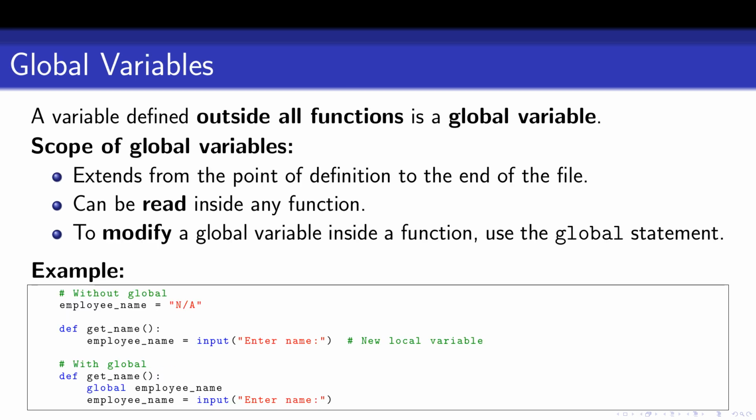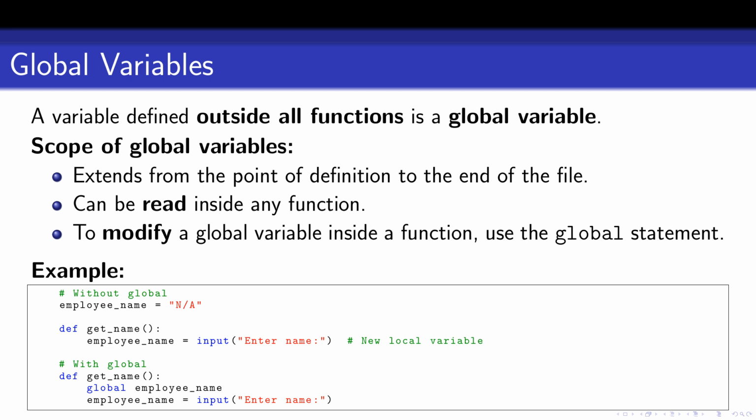Global variables are defined outside of all functions and have a broader scope, extending from their point of definition to the end of the file. Inside a function, you can read a global variable without any special syntax. But if you want to modify a global variable from within a function, you must use the global keyword. Without it, any assignment creates a new local variable, even if a global with the same name already exists. This can lead to confusing bugs where a change you thought was global is actually confined to a function.